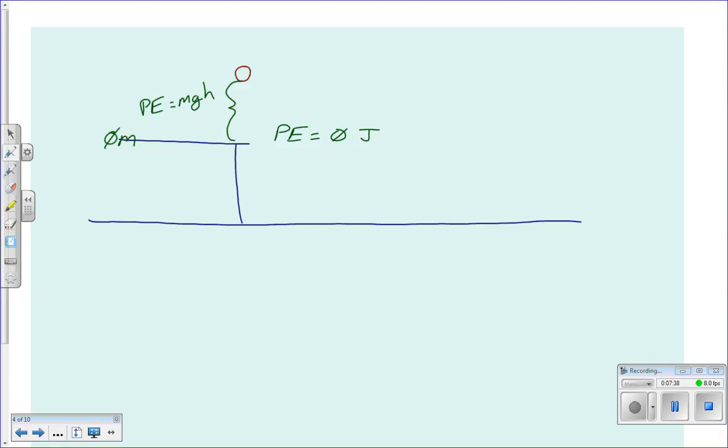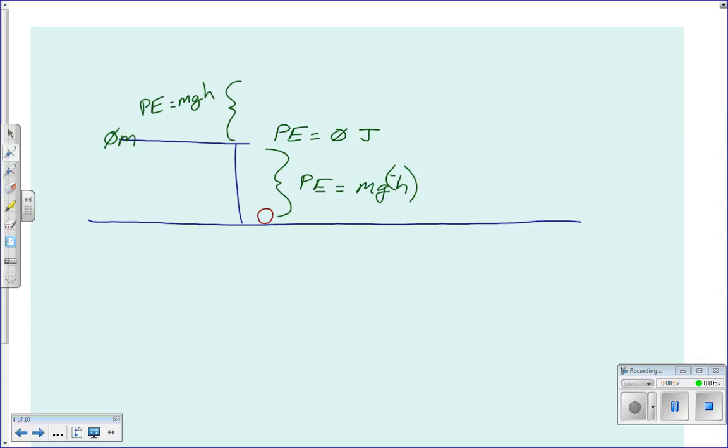If instead we knocked the object off the table onto the floor, well, now it's got some negative height. So the potential energy is going to be equal to its mass times gravity times height, and now the height is negative, so the potential energy is negative.